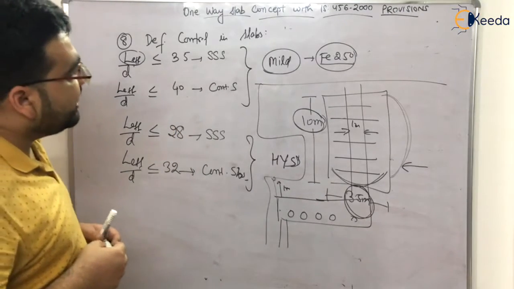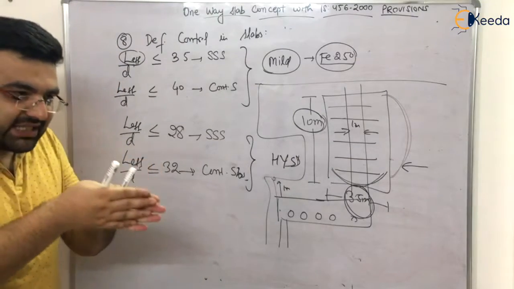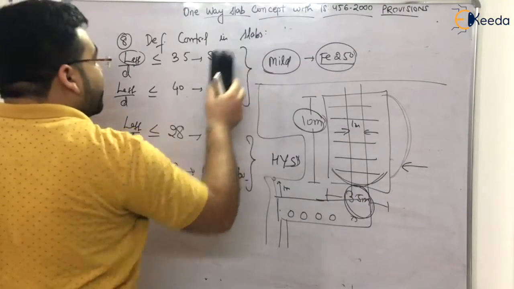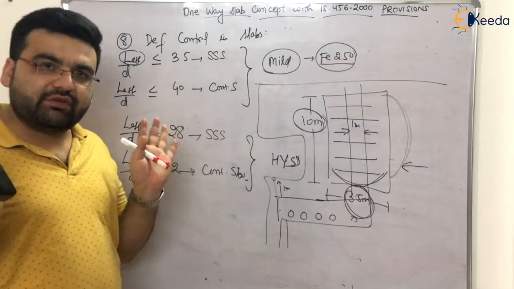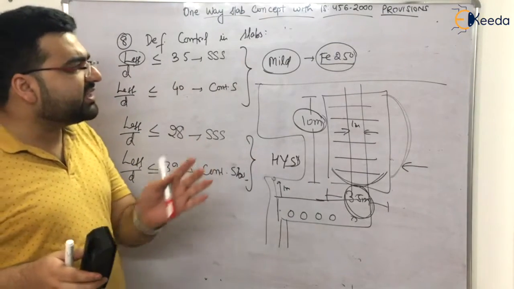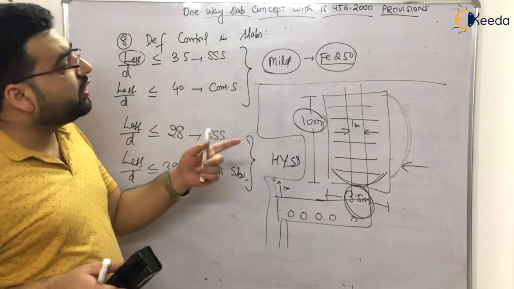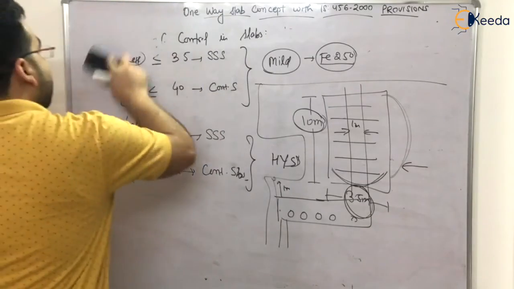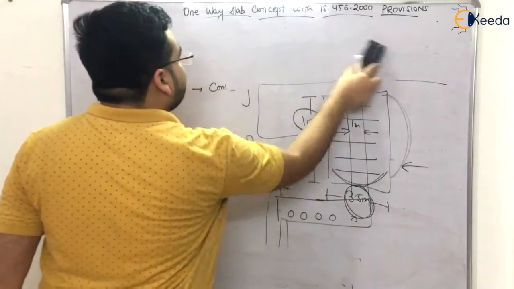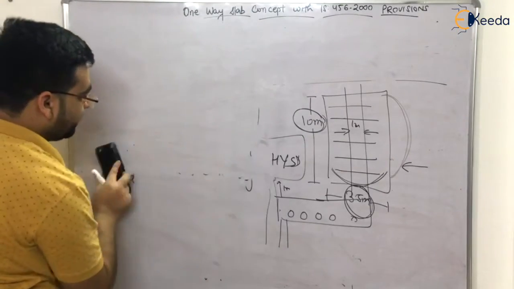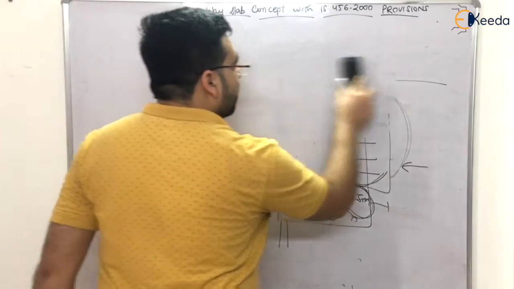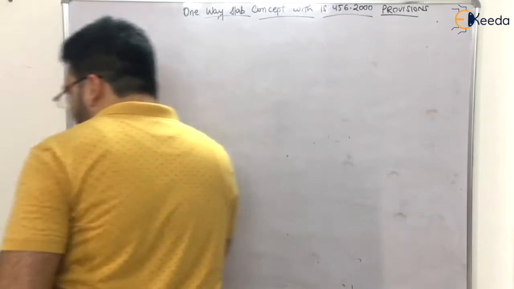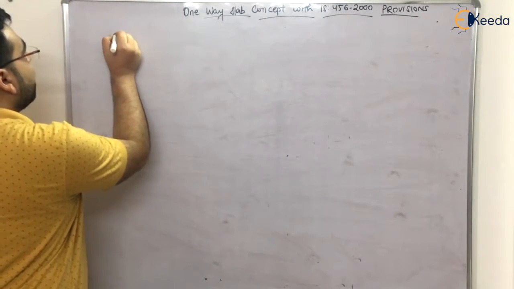The ninth point of the IS code recommendation is the maximum spacing between the bars. Whatever I am teaching you is more than enough. If you look at the IS code and the previous GATE numericals and questions, you will not get a single question which is outside of what I am teaching you. Clear? Now let me rub this and point out the ninth point. The ninth point is about the spacing between the bars.